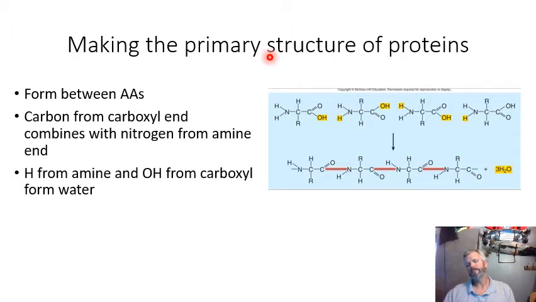Because what we're going to see is these proteins are three-dimensional structures. The first level of structure, primary structure, is just the chain of amino acids. There's going to be interaction between these amino acids in these chains, which will give the protein folding and its three-dimensional structure.